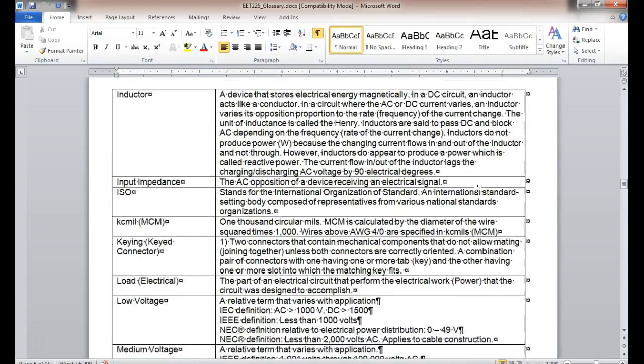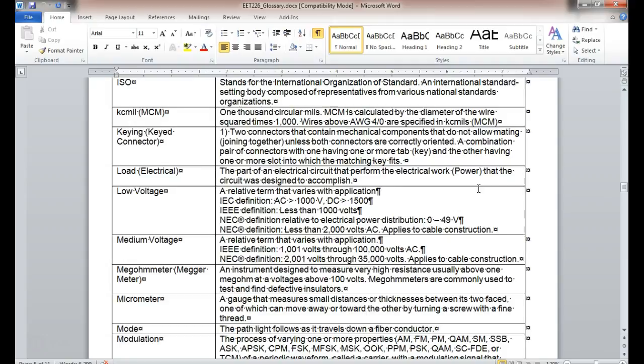I thought I had a section in here. Low voltage: IEC identifies low voltage as up to 1,000 volts AC, and high voltage as greater than 1,000 volts AC or greater than 1,500 volts DC. IEEE says low voltage is less than 1,000 volts. NEC says, relative to electrical power, 0 to 49 volts. And the NEC definition of 2,000 volts AC applies to cable construction. And then, of course, here's medium voltage.